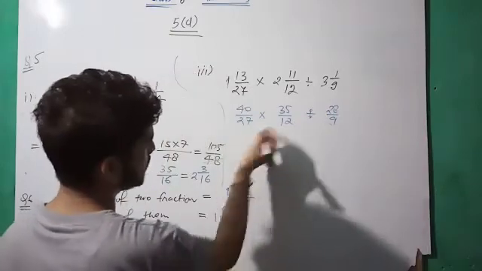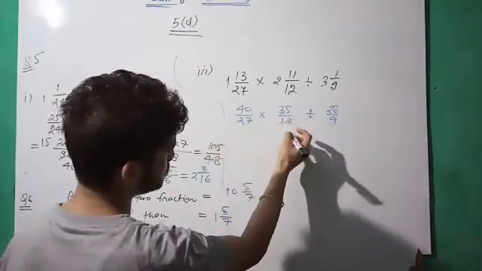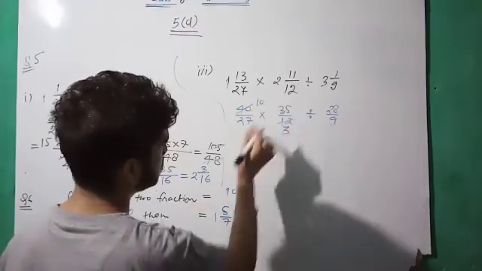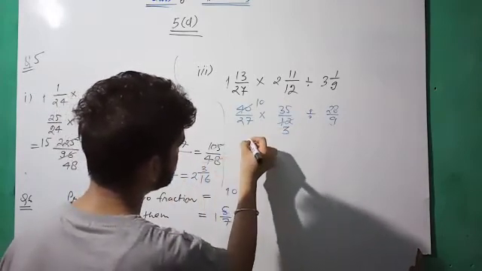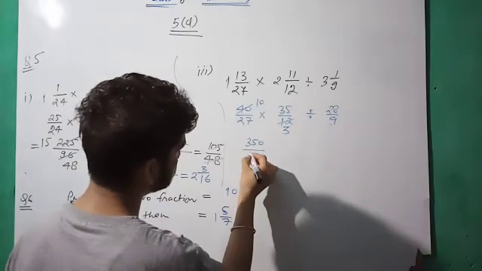Now you have to cancel out the terms which are cancelled. This will be divided by 4, and 4 10s are 40 and 4 3s are 12. So 10 into 35, that is 350, and 27 into 3, that is 81.